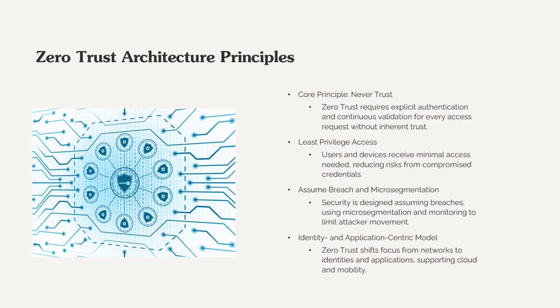Assume breach and micro segmentation. Security is designed assuming breaches, using micro segmentation and monitoring to limit attacker movement. Identity and application centric model. Zero trust shifts focus from network to identities and applications, supporting cloud and mobility.